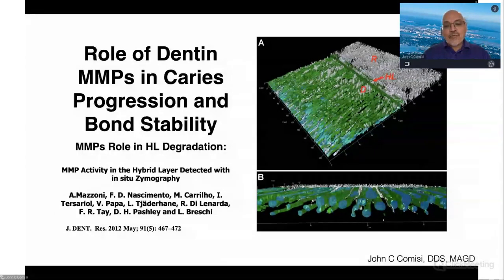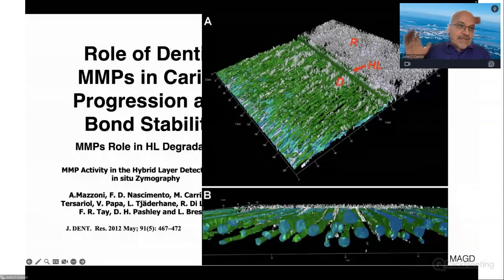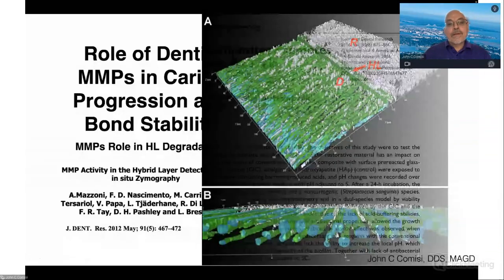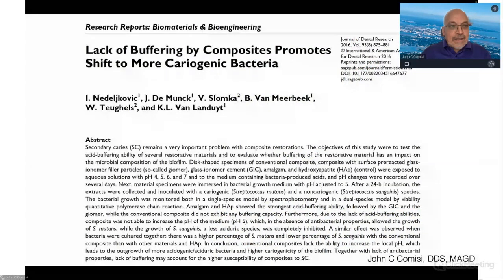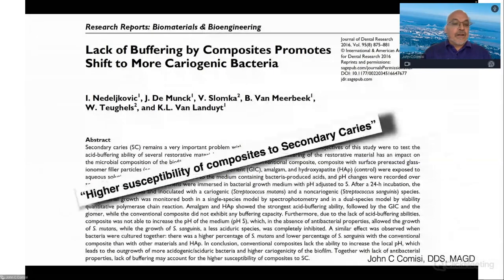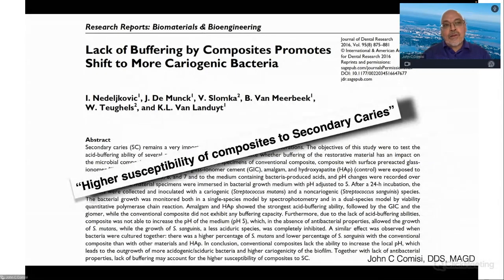And again, this wonderful zymograph, also from that article, shows the attack of the overall proteolytic enzymes, in green in this micrograph. The hybrid layer, which is the dividing point between the actual resin itself and the dentin, you can see the activation that's going on. Also, many of our composite materials have no buffering capability to try to overcome this acidic degradation. And unfortunately, that leads to a higher susceptibility of composites to the secondary caries process that Cliff very beautifully described.